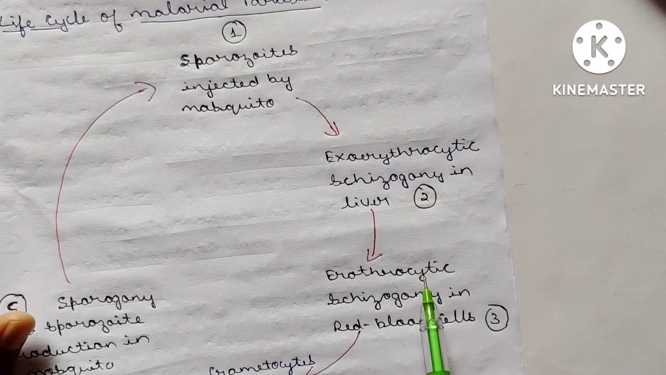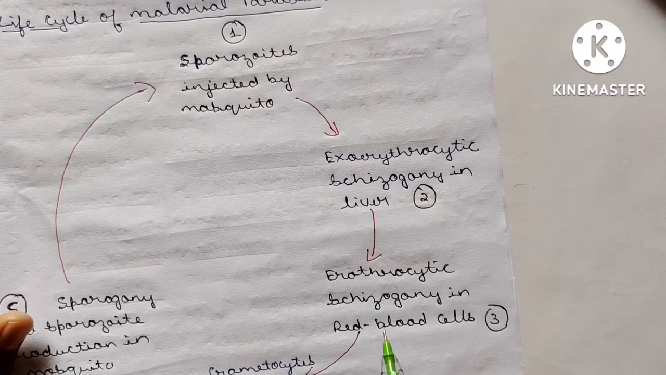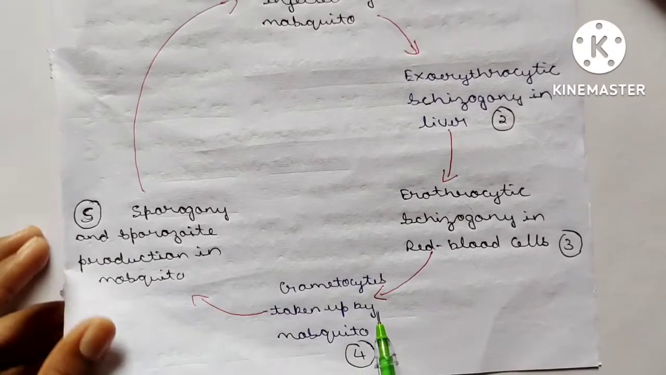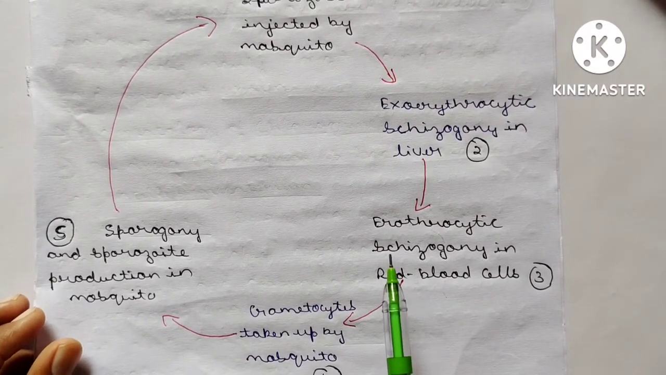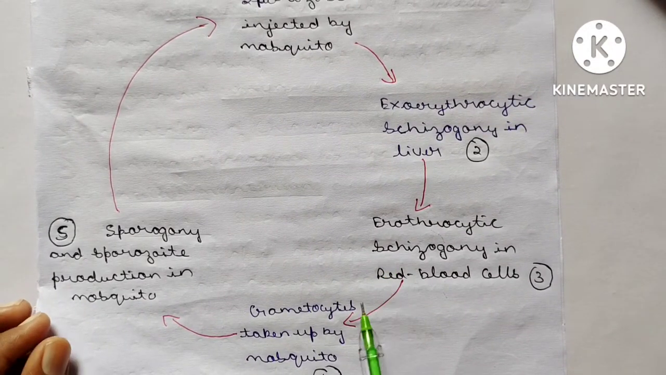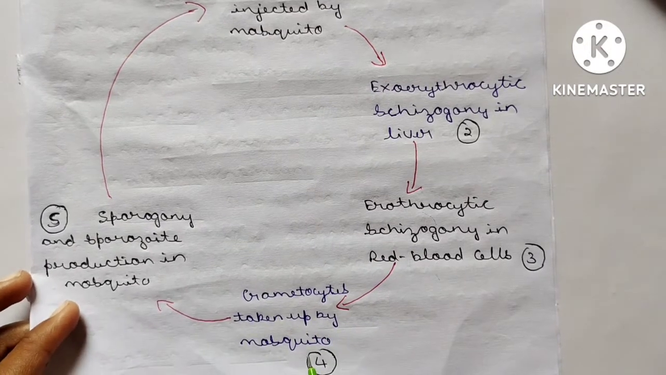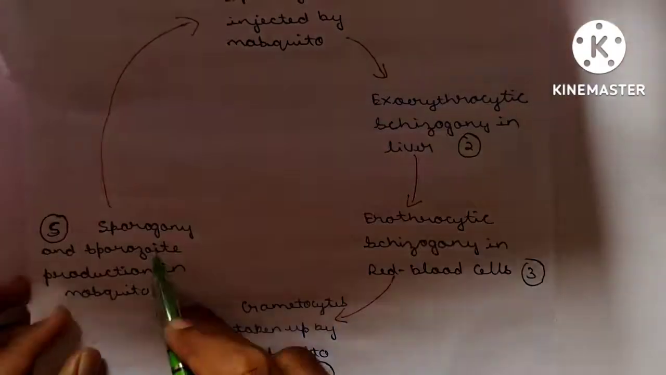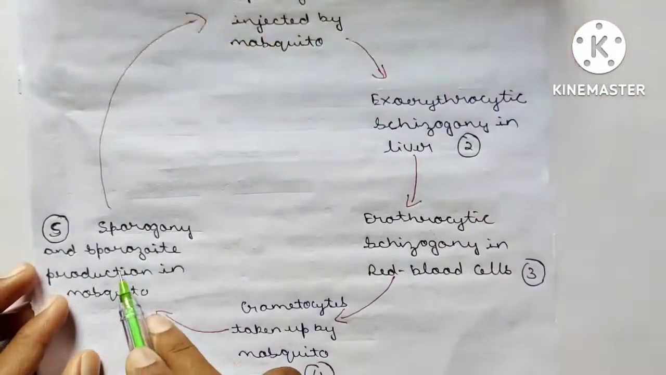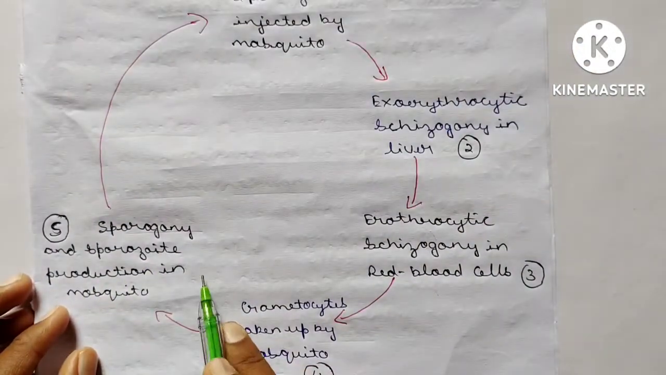Erythrocytic schizogony is again transferred to the red blood cells. Mainly, the major production of RBCs takes place in the liver and bone marrow. Liver is also a major site of RBC production. Then gametocytes are taken up by the mosquito gradually. Then sporogony and sporozoite production in the mosquito.